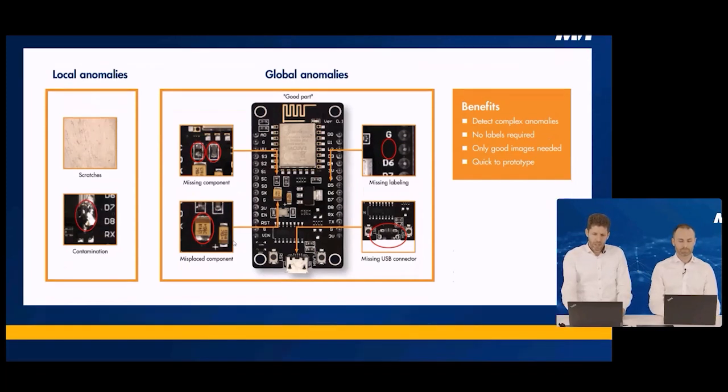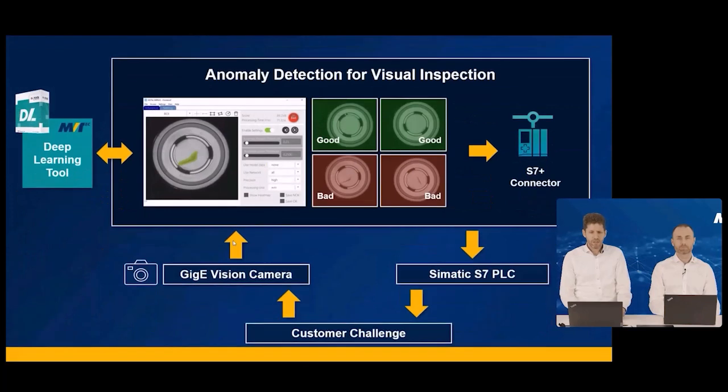So this is the workflow. You train your model with a deep learning tool. You have a GigaVision camera for the acquisition of the images, and then the pictures are checked. And as you can see here, with a Siemens S7, you send the data to the PLC.